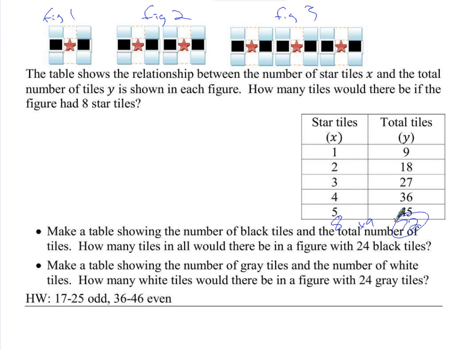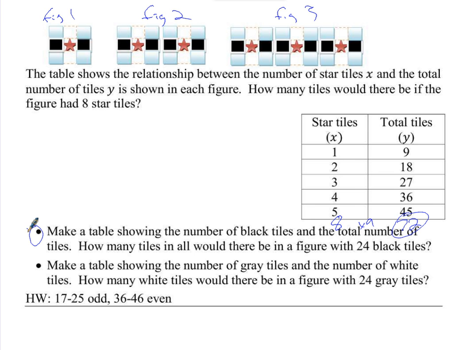The power of observing what's going on in a figure and making a table is what this problem is trying to show you guys. It's very easy to come up with an answer once you analyze the figure and come up with a table. All right, let's do this first bullet here. Make a table showing the number of black tiles and the total number of tiles. And then it asks how many tiles in all would there be in a figure with 24 black tiles.